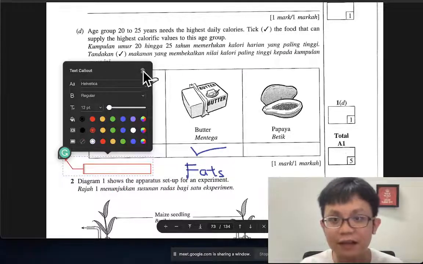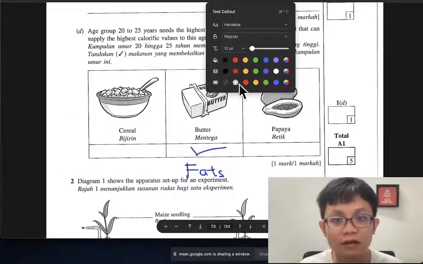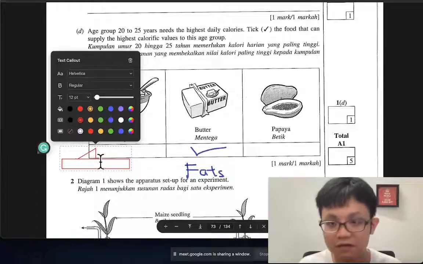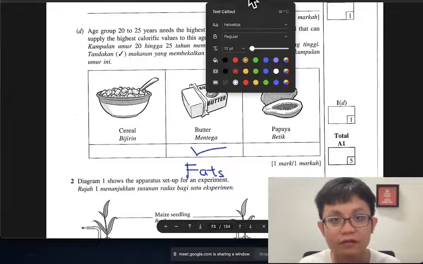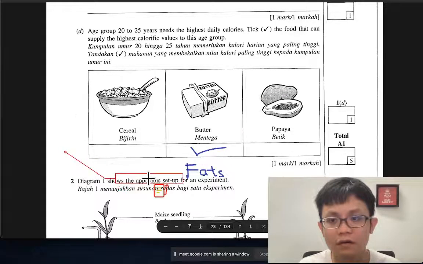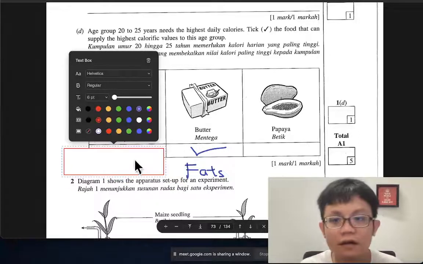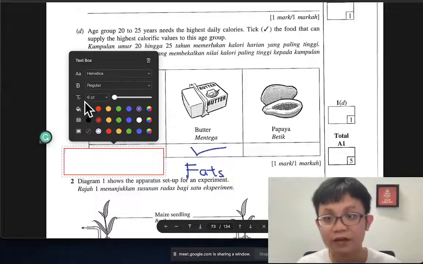Why suddenly is my screen all showing the arrow? So funny. Are you kidding me? Oh my goodness. Since when do they want to give me an arrow? Why do they want to give me an arrow? Are you kidding me? Okay, it is carbohydrate.